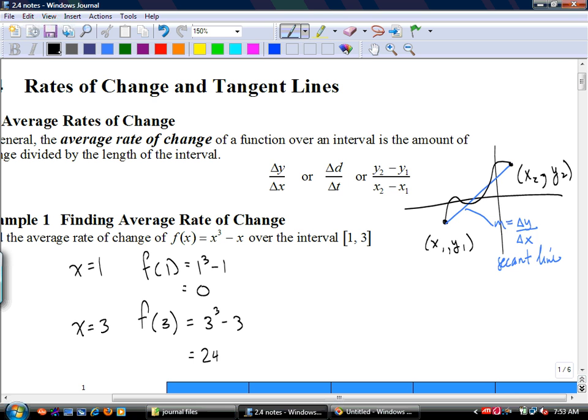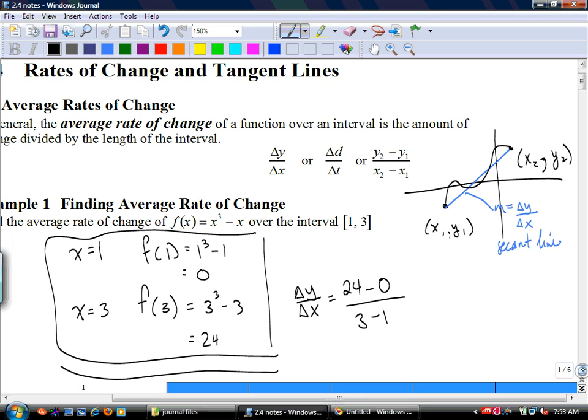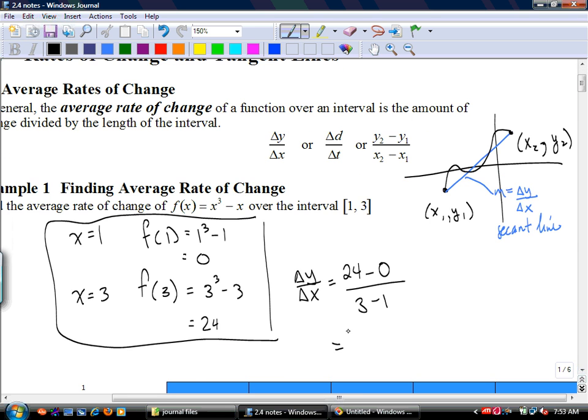So delta y over delta x is equal to 24 minus 0 over 3 minus 1. So the slope is 12. How's that? Math 10, right? Slope between 2 points? Okay.